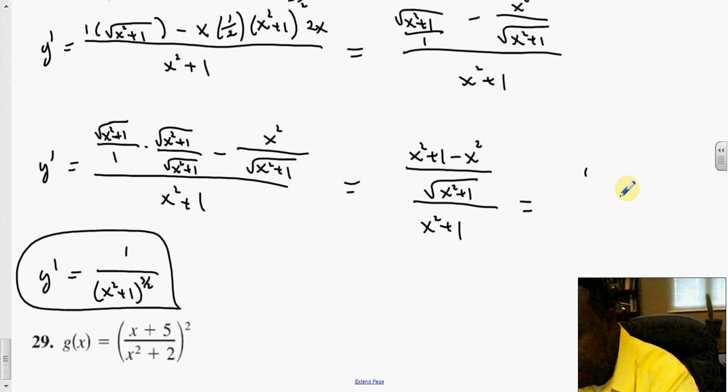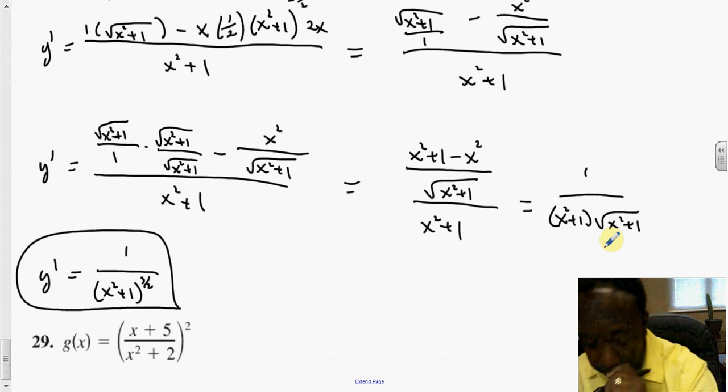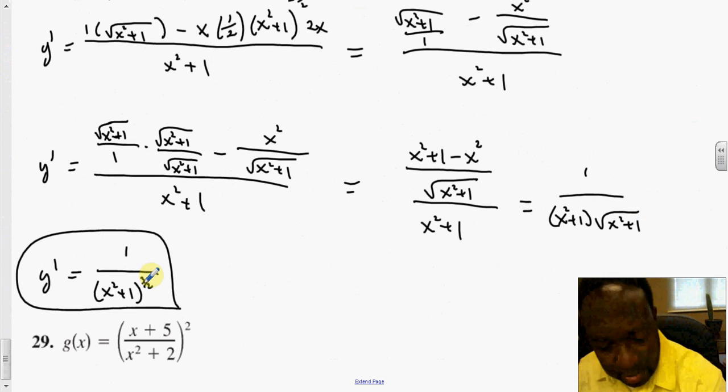This becomes 1 all over x squared plus 1 times the square root of x squared plus 1. And so this is, the power is 1, and this power is 1/2, same base, so 1 plus 1/2 is 3/2.